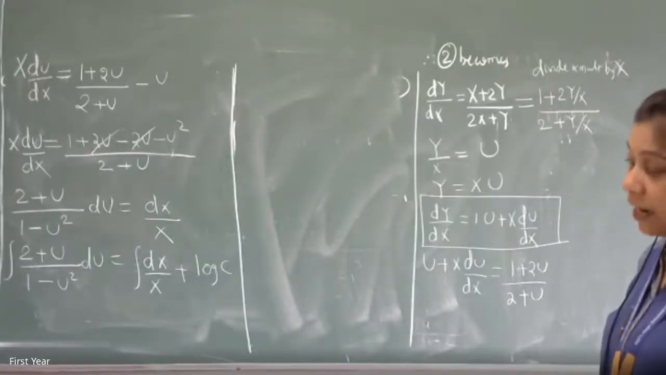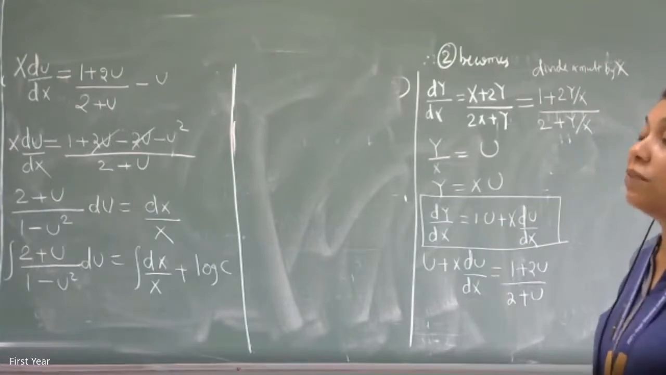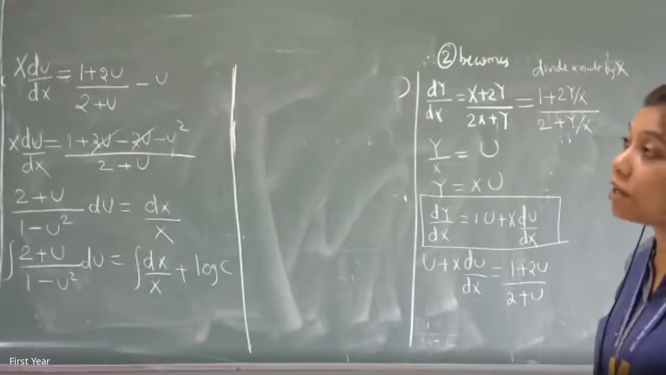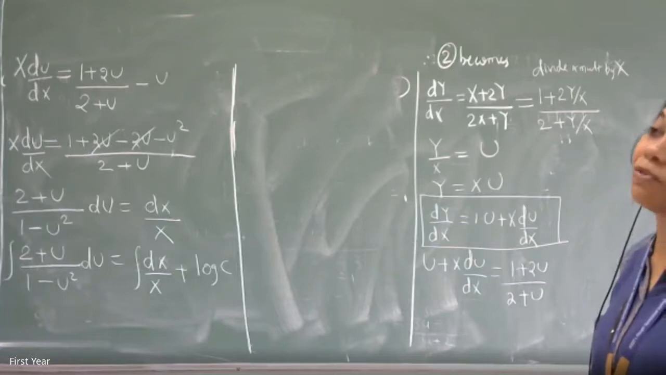Ma'am, the integration: log of 1 plus u upon 1 minus u minus half log of 1 minus u square is equal to log x plus log c. So when you try to convert that into this form, it becomes a bit complicated because that minus half will come in square root. And then you get the fraction as 3 by 2 value, and then you have to again square it and you'll get the final answer. But the number of steps will increase.